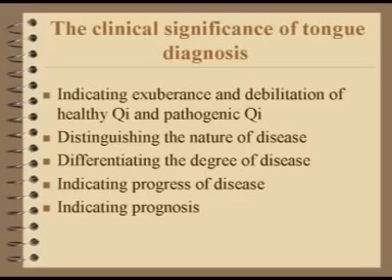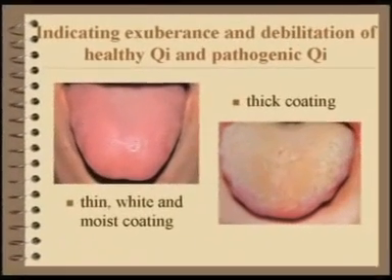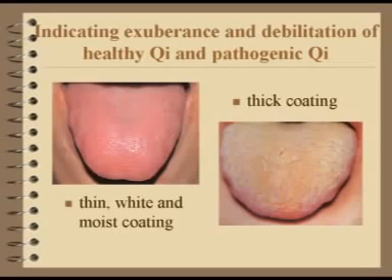See the pictures. A pale red and flexible tongue means that the healthy qi is exuberant. Qi and blood are abundant and flow smoothly. The pale tongue may suggest qi and blood deficiency. Thin, white, and moist coating means no morbid condition in the patient, or the pathogenic qi is not severe. Thick coating means pathogenic qi is exuberant.